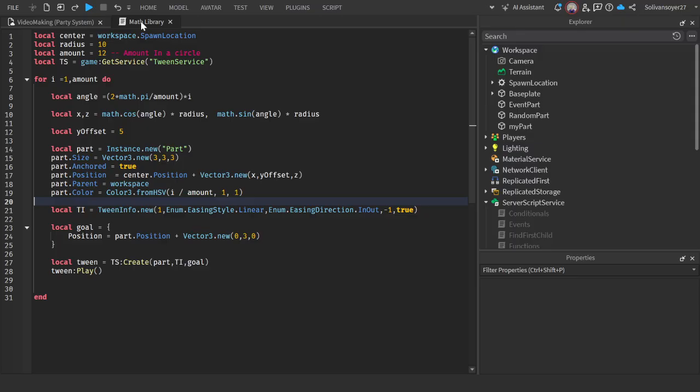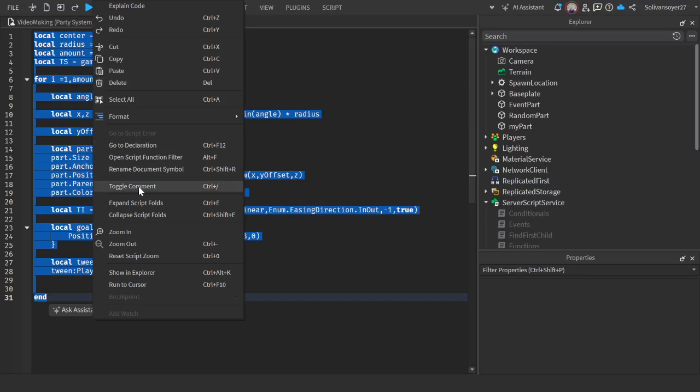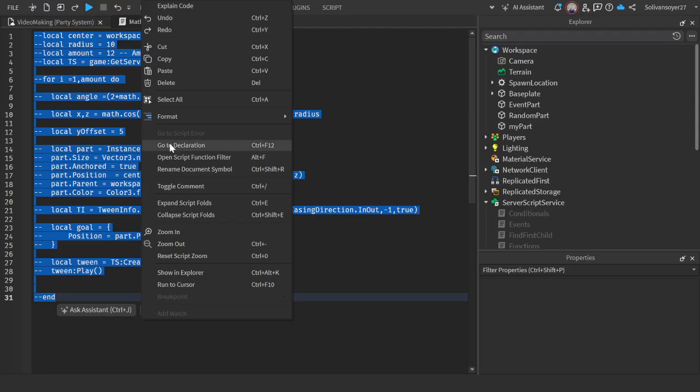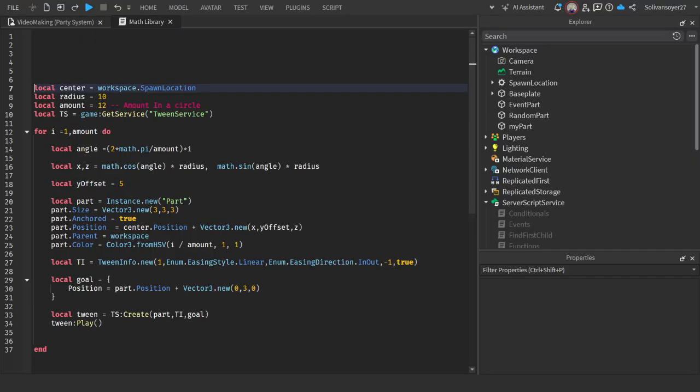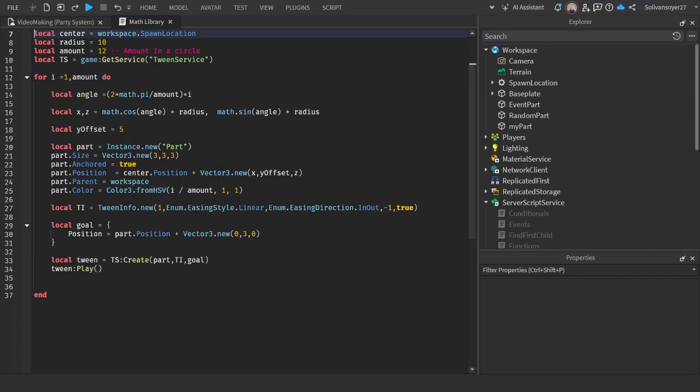So let's actually make a new script in service. And here's a script for the floating circle if you guys want to use it. I'm going to comment this out though. Actually, you know what? Let's go over this. I'm going to center this a couple lines down here, and I'm going to explain this.